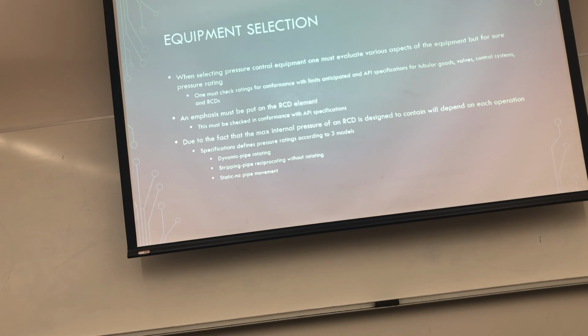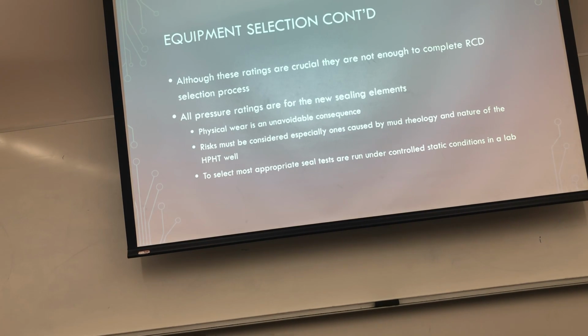The maximum internal pressure the RCD is designed to contain will depend on each operation. So there are different specifications for various pressure ratings, and the three main ones are the dynamic, stripping, and static. Although these are the three most important to consider to complete the RCD selection process, they're not the only things you need to consider. All the pressure ratings are for new sealing elements, and you have to consider physical wear, which is unavoidable.